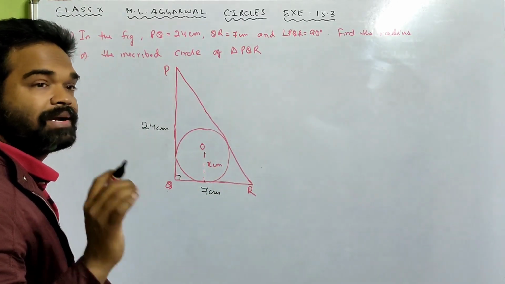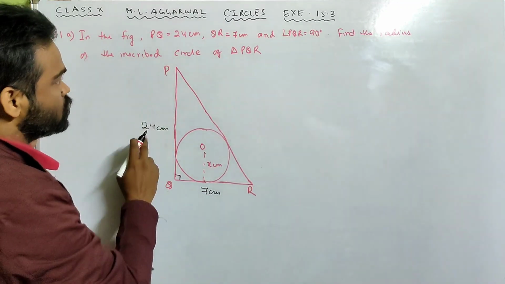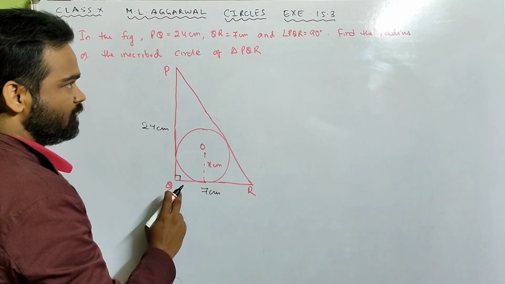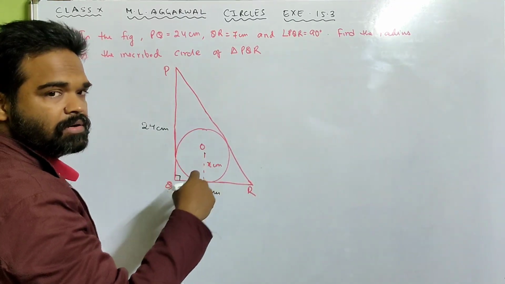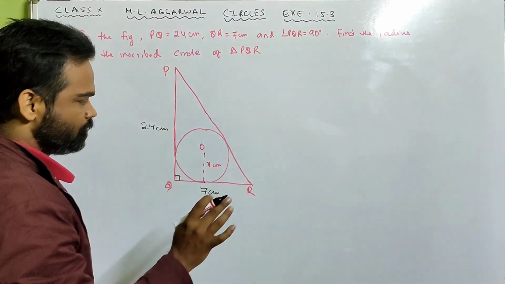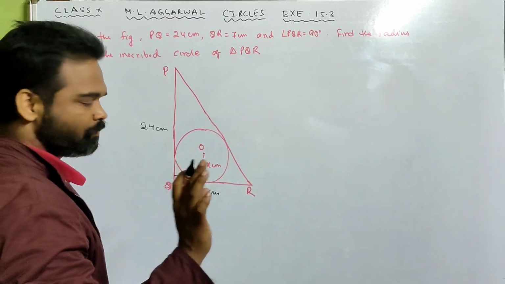This was based on tangent and secant properties. In the figure, PQ is 24 cm, QR is 7 cm, angle PQR is 90 degrees. Find the radius of the inscribed circle. There is a circle inside the triangle which touches the three sides of triangle PQR, and they have marked the radius as x over here. So we need to calculate x.